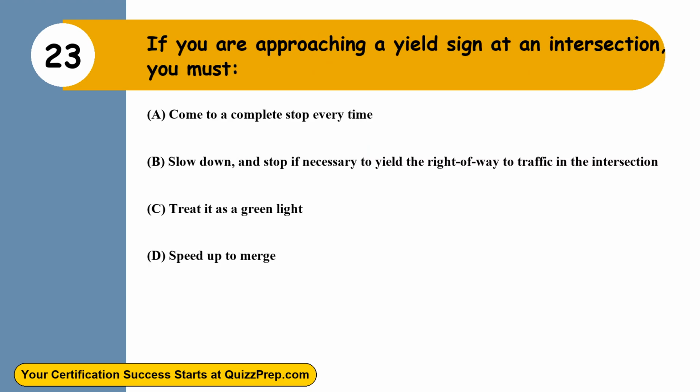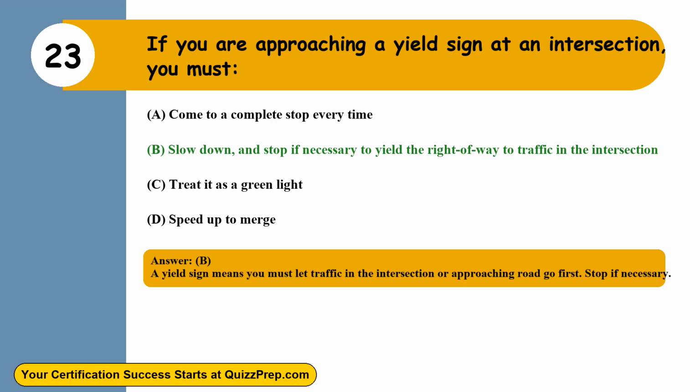Question 23. If you are approaching a yield sign at an intersection, you must: Option A, come to a complete stop every time. Option B, slow down and stop if necessary to yield the right of way to traffic in the intersection. Option C, treat it as a green light. Option D, speed up to merge. The correct answer is option B, slow down and stop if necessary to yield the right of way to traffic in the intersection. A yield sign means you must let traffic in the intersection or approaching road go first. Stop if necessary.